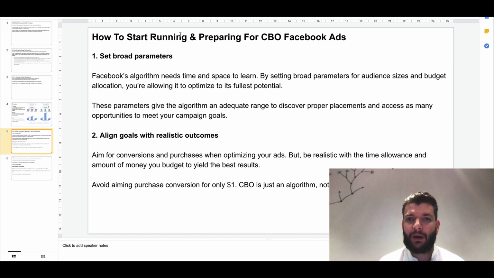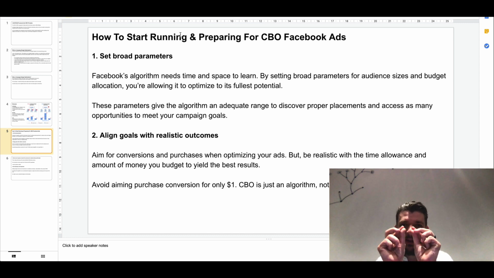Now, there are a few principles that you need to remember to get great results with CBO, right? So first, set broad parameters. A lot of people, and this came from different sources, will tell you that you need to be very specific in your targeting. You need to have this audience and then narrow it down with this audience, and the size of the audience should be very small.